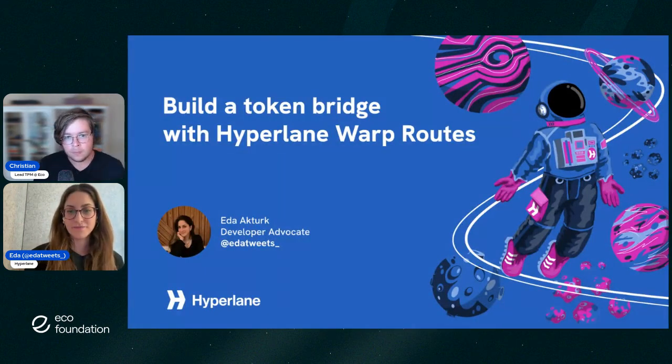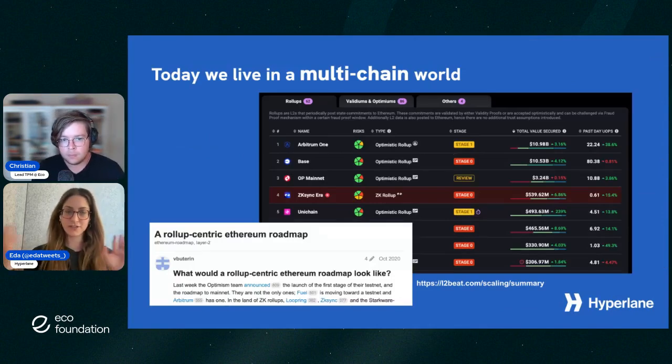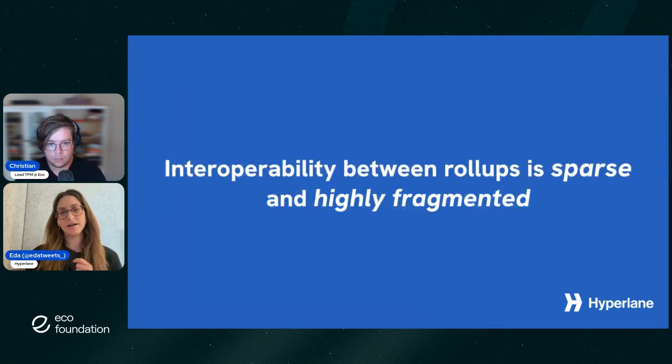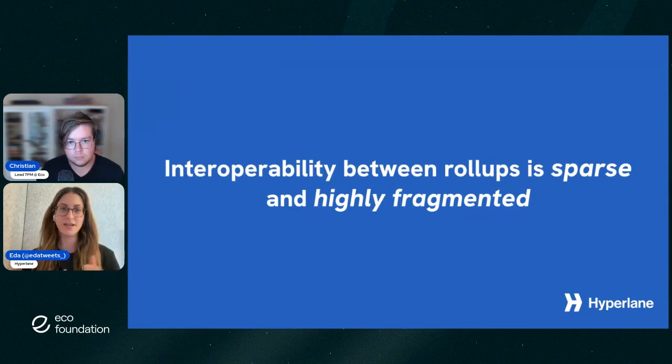Awesome. To answer your question a bit more, today we live in a multi-chain world. Ethereum came up and it's great, but a few years down the line it was not scalable. Then with the rollup-centric roadmap, we scaled Ethereum to a state where now it's usable. But what we have now is all these different networks in a multi-chain world. They're all fragmented and not directly communicating with each other. So today, the interoperability between rollups is sparse and highly fragmented.